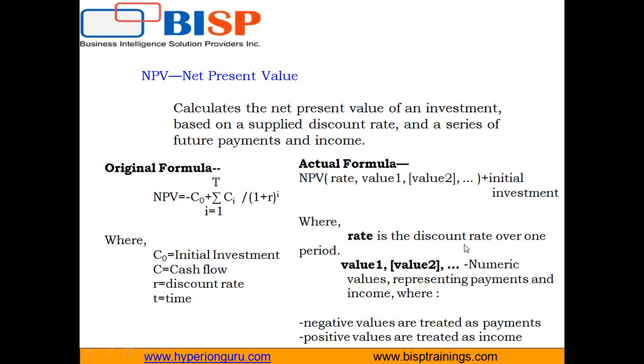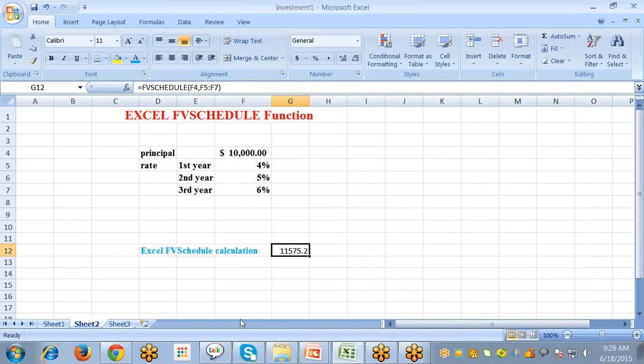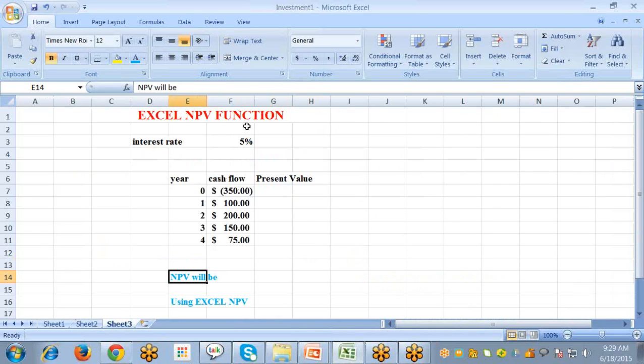Okay, so let's understand this with the help of an example. I have an example of NPV. Suppose we have a bunch of cash flows from year 0 to 4. Cash flow is $350 going out, so it will be represented by the minus sign because it is going out and it is the initial investment done by us, going out in the 0th year.